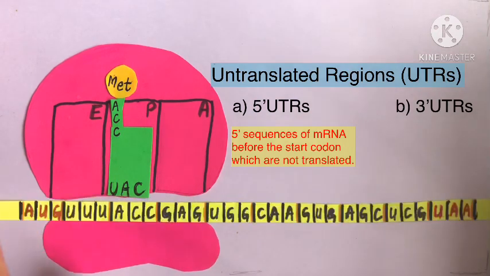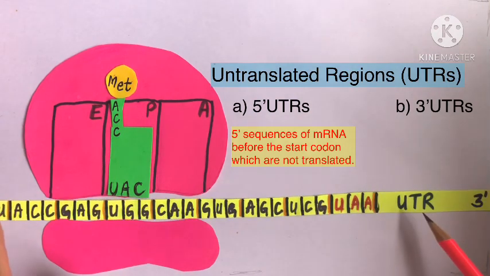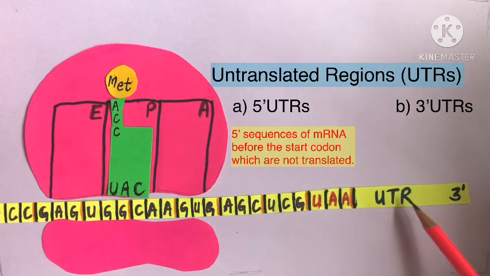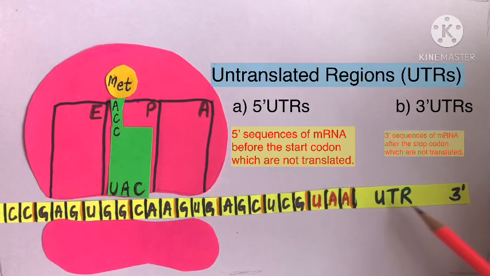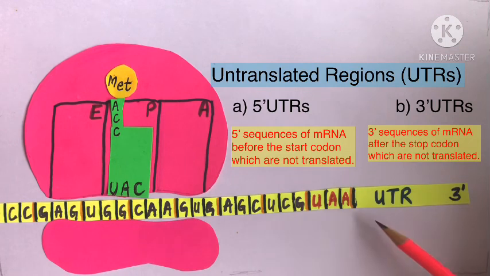Similarly, the sequences which are referred to as 3' UTR. 3' UTR sequences refers to the 3' sequences in the mRNA after a stop codon. And we know that translation terminates or ends at the stop codon. So the sequences beyond the stop codon which are not translated are referred to as 3' UTR.